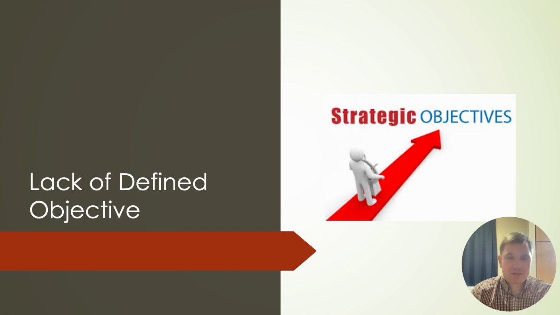The first one is the lack of a defined objective. What was trying to be achieved? Was it to instill a friendly democratic government? Was it to prevent the domino theory? Was it to defeat and destroy the North Vietnamese and communist forces? The fact we're asking the question shows it was not clear.